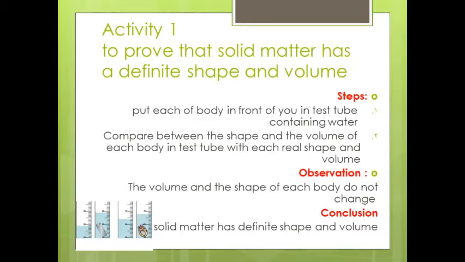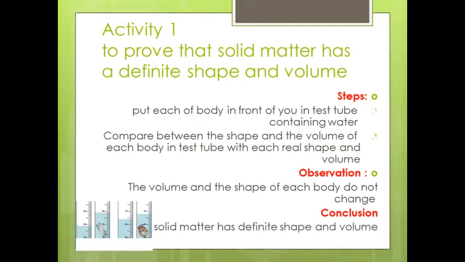Activity 1, to prove that solid matter has a definite shape and volume. As usual, any activity has steps, observation, and conclusion. So what about the steps? Put each body in front of you and a test tube containing water. We have a piece of iron and a ring. We can put them in a graduated cylinder like in this picture. The graduated cylinder must contain an amount of water. Compare between the shape and the volume of each body in the test tube with its real shape and volume.